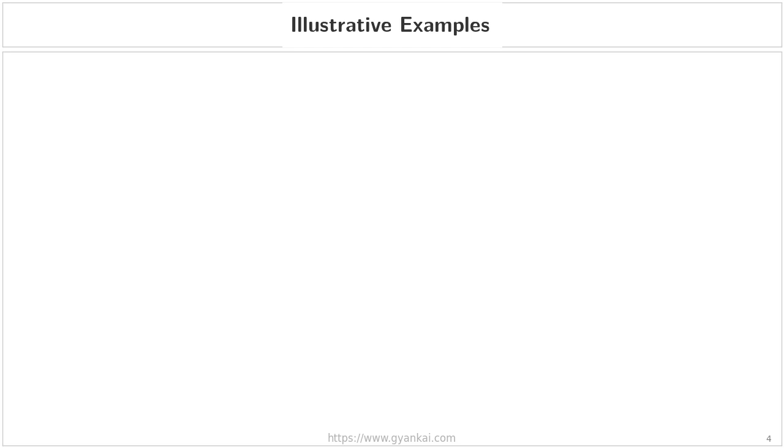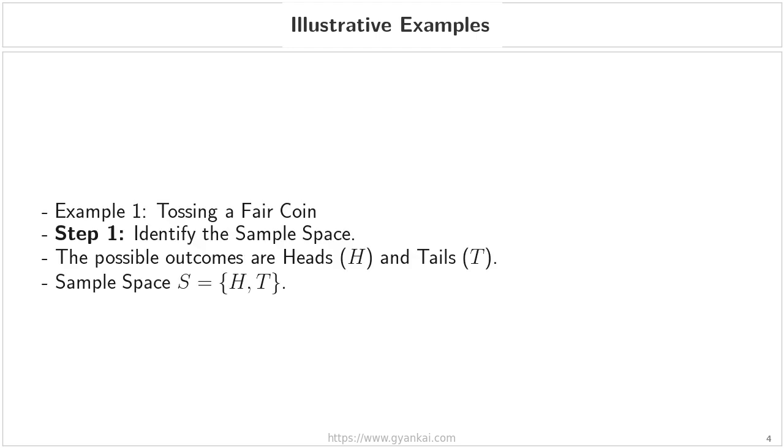Illustrative examples. Now that we have established the theoretical definition of an elementary event, let's put this into practice with our first concrete example. Let's look at the classic scenario of tossing a fair coin. First, we need to perform step 1, which is to identify the sample space. When we flip a coin, there are only two possible outcomes we can observe. We either get heads, which we'll denote as H, or we get tails, which we'll denote as T. Therefore, our sample space, represented by the letter S, is the set containing H and T.